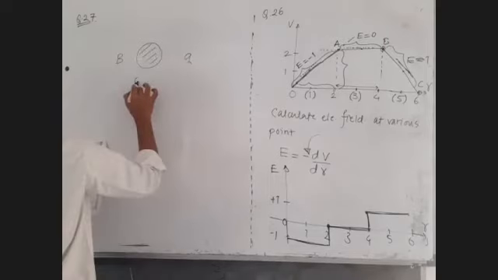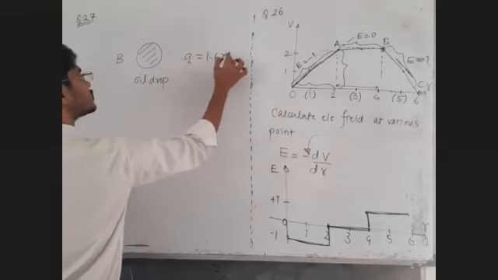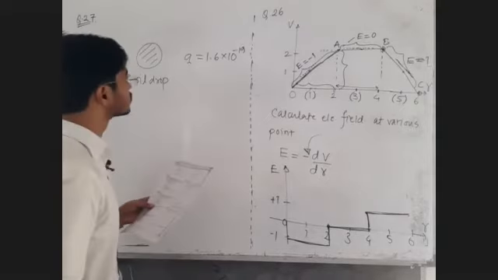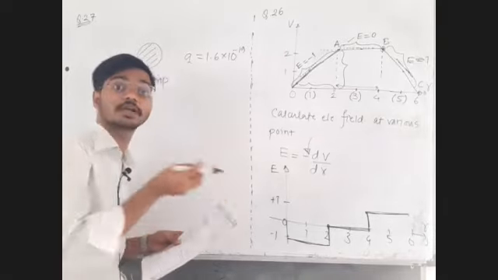Charge on the oil drop. The charge on the oil drop is 1.6 × 10^-19. It is a positive charge. It means one electron has been removed from it.